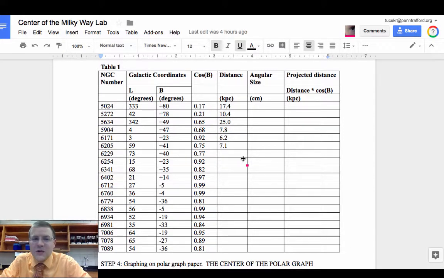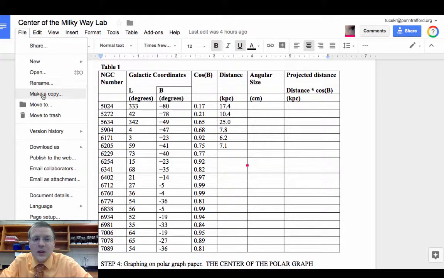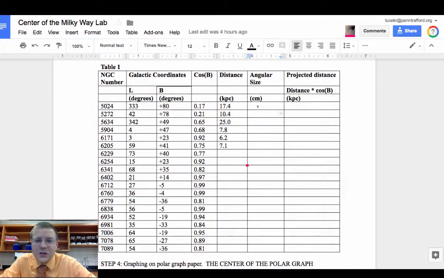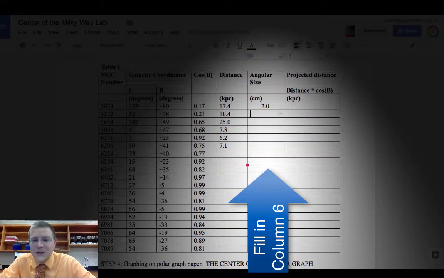So I'll come back to my lab packet here. You want to make sure that you make your own copy. So you want to make sure you go to File, make a copy, and put it into your drive so that I can see your completed work. But once you've got that size, you can just put it right here in the angular size, 2.0 centimeters, and do that 19 different times.